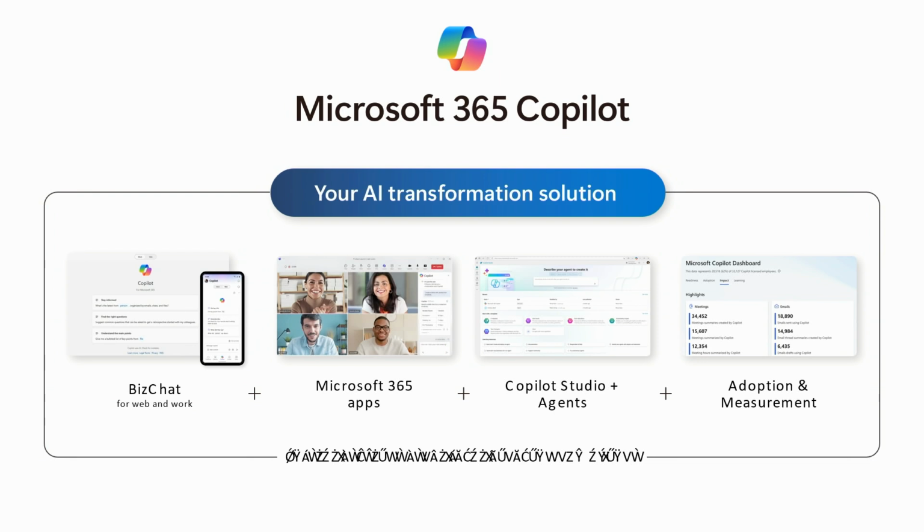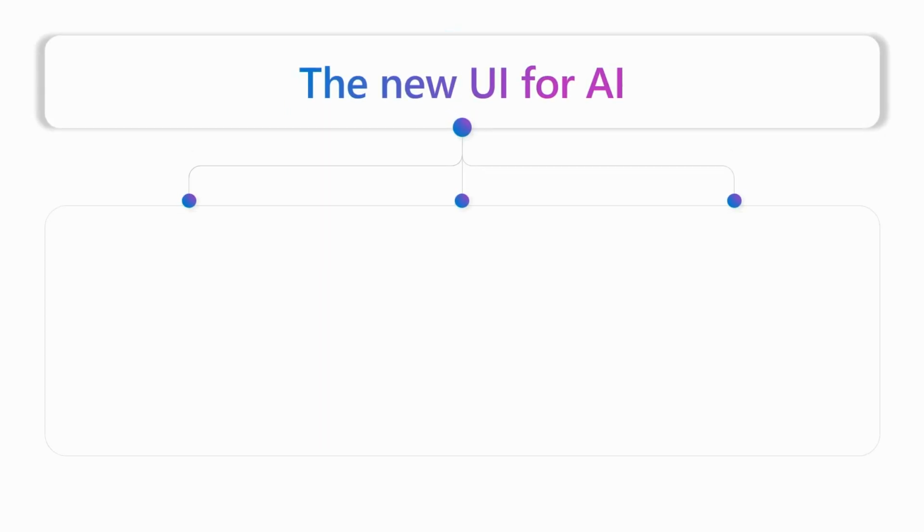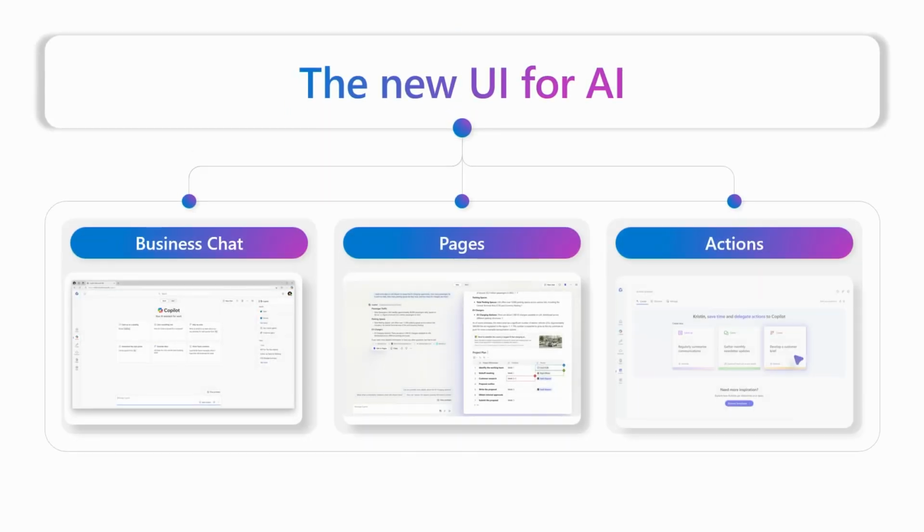All of this is built with enterprise-grade security, privacy, and compliance to protect your data. Today, we're going to focus on how Copilot is the new UI for AI. I'm going to cover the first box, Business Chat, in Microsoft 365 Copilot. It's the new way to interact with your organization's content just by chatting.